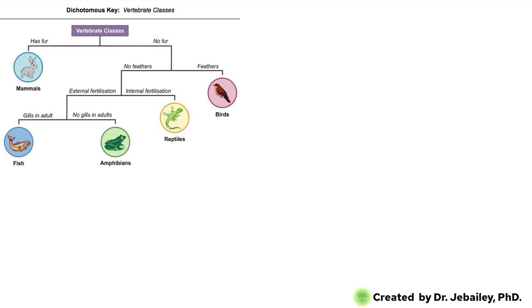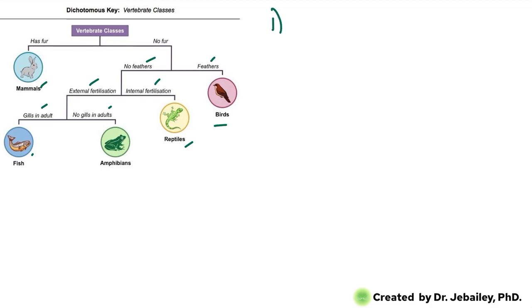So you can see here, if you have fur, you're mammals. If you have no fur, then you go to next. Do you have feathers or not? If you have, you're a bird. If you don't, then you go next. External or internal fertilization. If it's internal, you're reptiles. If you're external, next. Gills as adult, fish, no gills, amphibians.